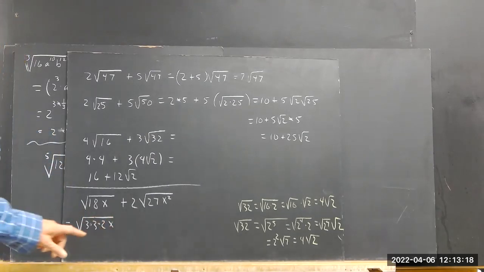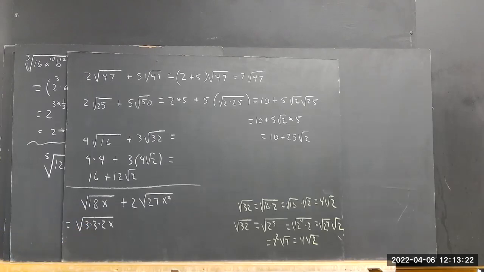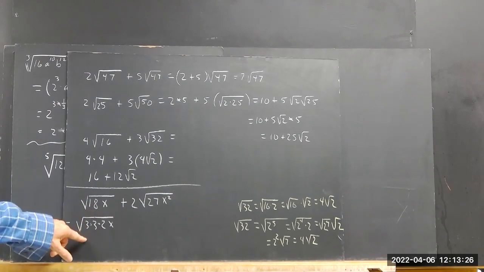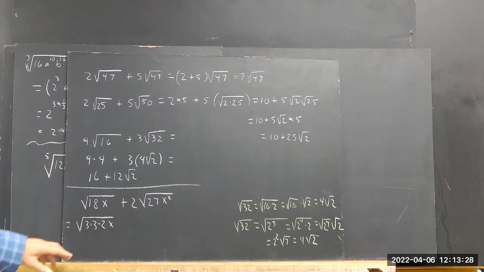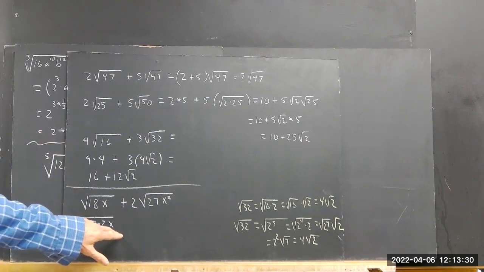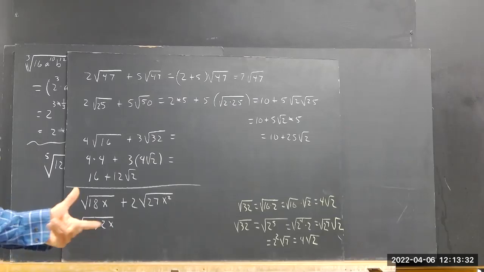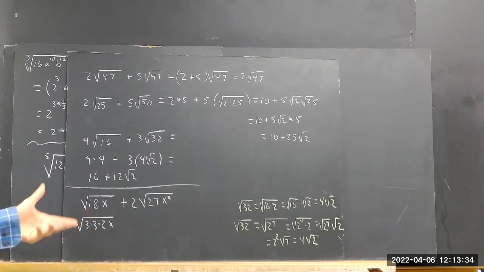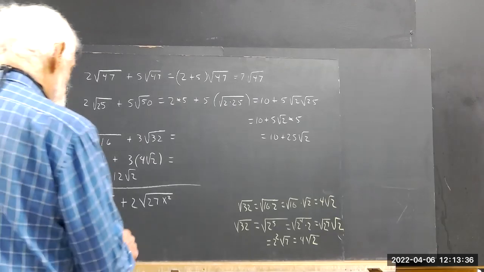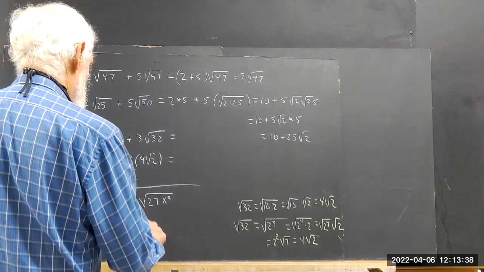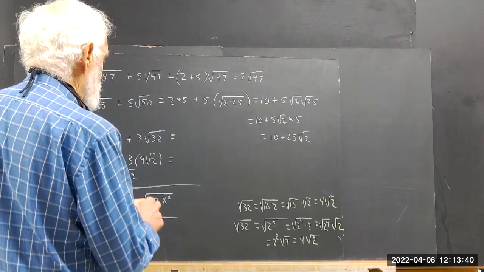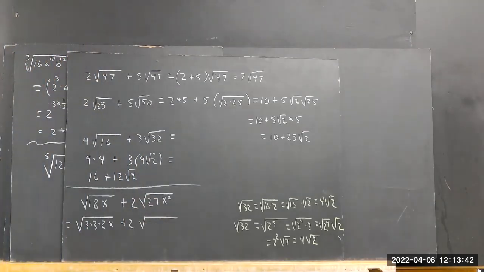18 is 3 times 3 times 2. Okay. You divide 18 by 2, you get 9. Of course, 9 is 3 squared. So you could see this as the square root of 9 times 2 times x, knowing the square root of 9 is 3. But if you don't know that, you can write it out more completely. Now, we're going to do that 27.